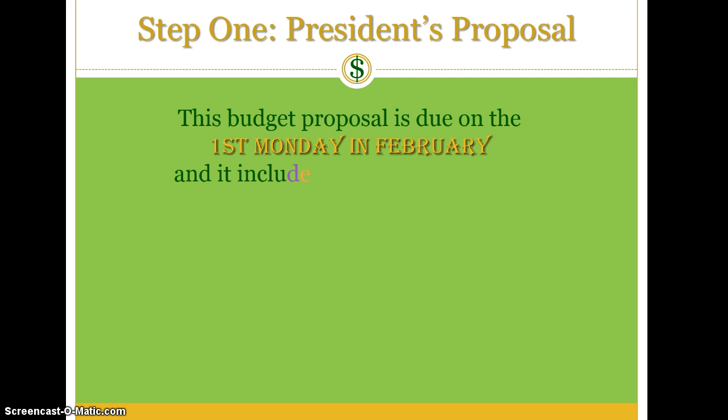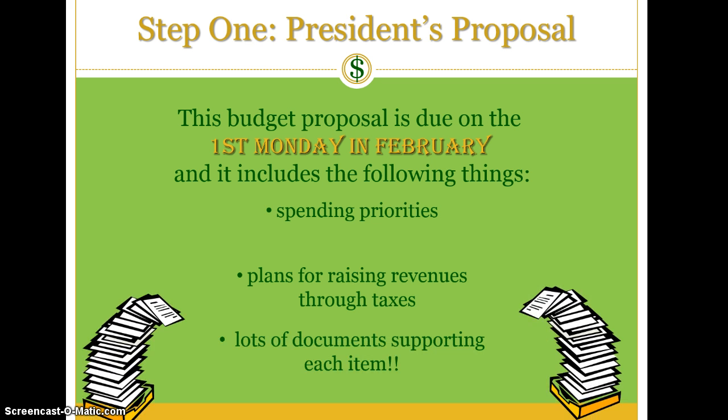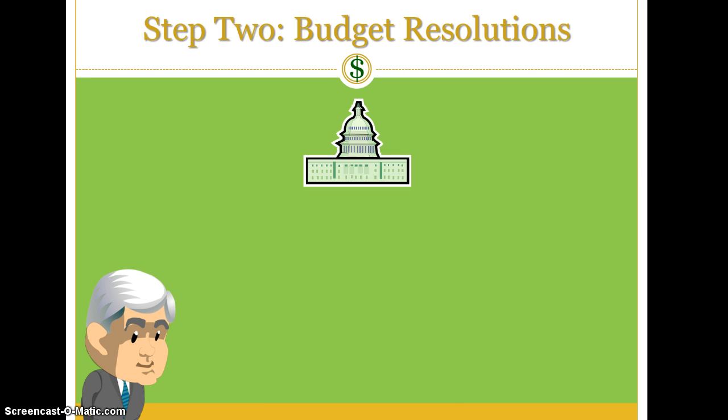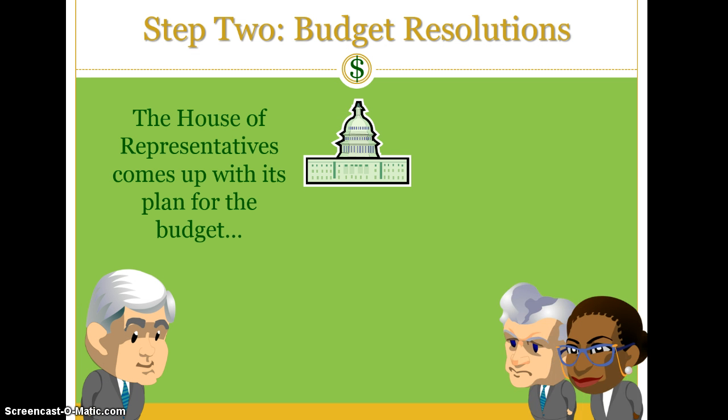This budget proposal is due the first Monday in February, and it includes the following things: spending priorities, plans for raising revenues through taxes, lots of documents supporting each item. And this is what you're going to be filling out, your little chart. Step 1, the president's proposals. Step 2 are the budget resolutions.